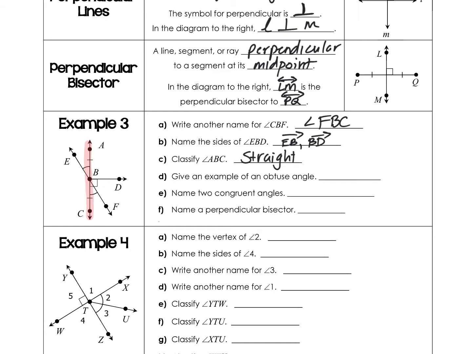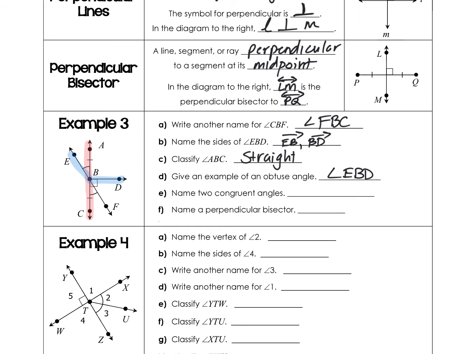Give an example of an obtuse angle. How about angle EBD? That looks obtuse. And you could have different namings here. We could also say DBE, just renaming that angle. ABF, FBA, EBC. There's multiple examples here that would work.